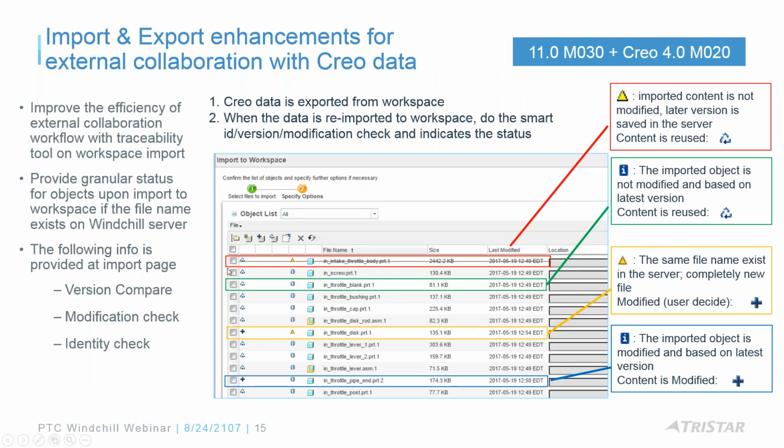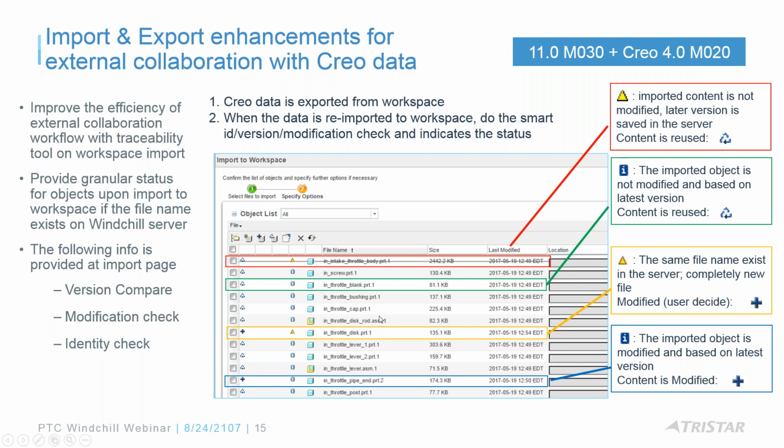Another enhancement in Windchill 11 M30, and this does require Creo 4 M20 at least, so the current Creo 4 release. Right now we are at M20 as of today. M30 should be coming out in September.